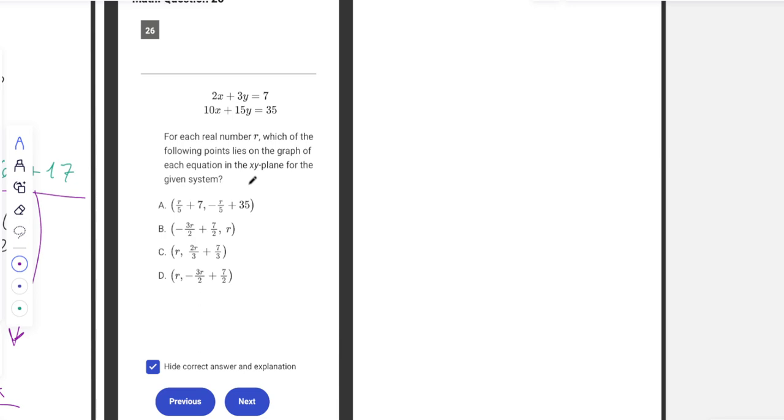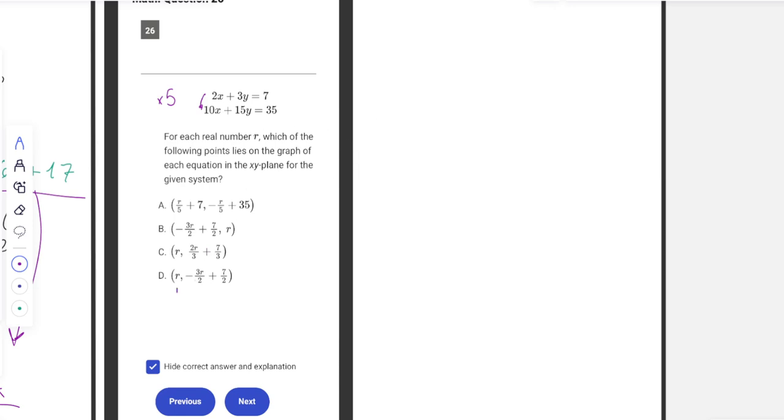So one thing I noticed right away, I don't know if it'll be helpful or not, but this bottom equation is just multiplied by 5 to get from the top equation to the bottom equation. So it looks like the same equation. And it looks like some of these are in the form where x is equal to r, and then the y value is something else. I might just check those points first because those would be pretty simple to check.